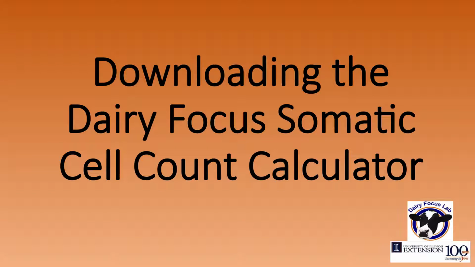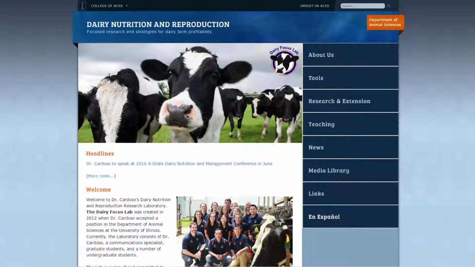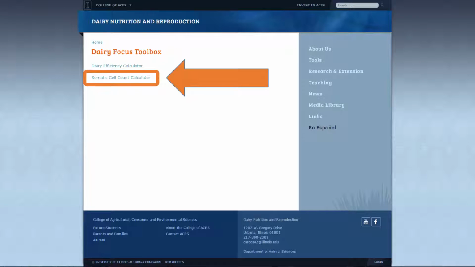Regardless of the program you use or the way that you input your data, the first thing that you need to do is download the somatic cell count calculator from the DairyFocus website. This can be done by going to dairyfocus.illinois.edu, which is located here, and clicking on the Tools section from the homepage. In the Tools section, you will find a link for the somatic cell count calculator.